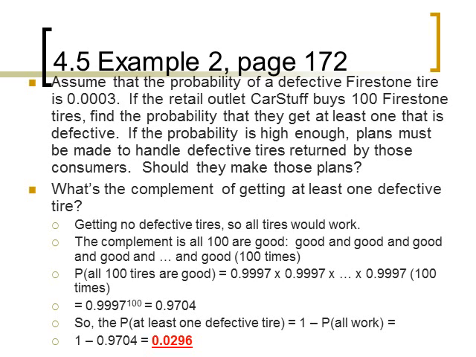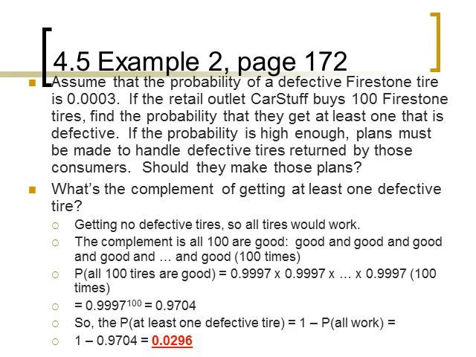This is example 2 found on page 172 in section 4.5. Here we are told to assume that the probability of a defective Firestone tire is 0.0003. If the retail outlet Car Stuff buys 100 Firestone tires, find the probability that they get at least one that is defective. If the probability is high enough, plans must be made to handle defective tires that would be returned by those consumers, should they make those plans.